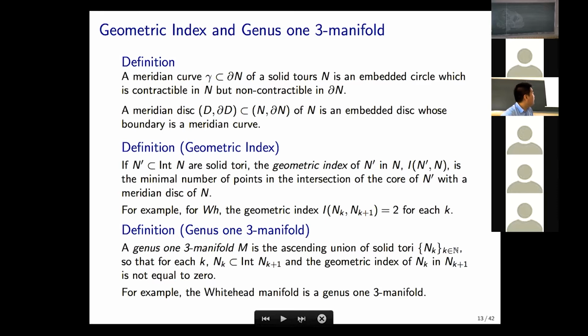I would like to introduce a class of three-manifolds, the genus 1 three-manifolds. A genus 1 three-manifold is an increasing union of solid tori N_k, such that for each k, N_k is a subset of the interior of N_{k+1}, and the geometric index of N_k in N_{k+1} is not equal to 0. From the above statement, we know the geometric index of N_k in N_{k+1} is equal to 2 in the Wang manifold. So we know the Wang manifold is a genus 1 three-manifold.